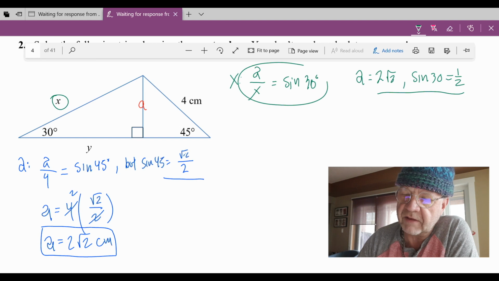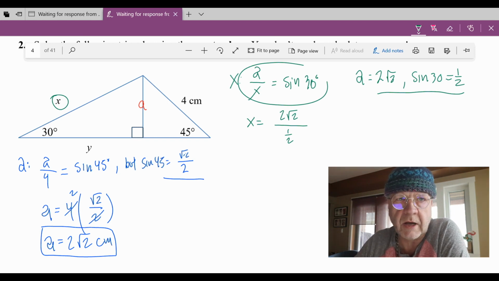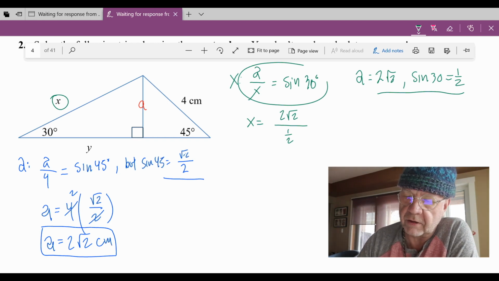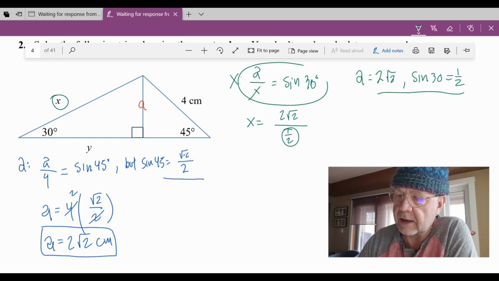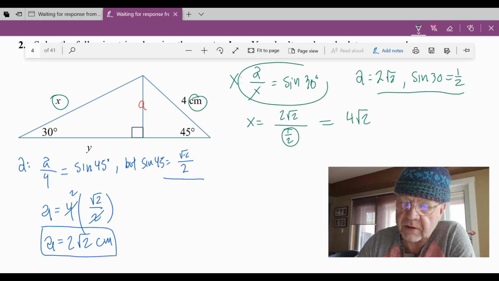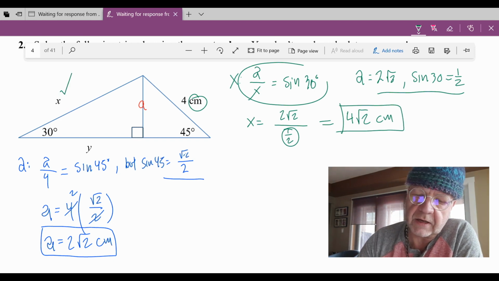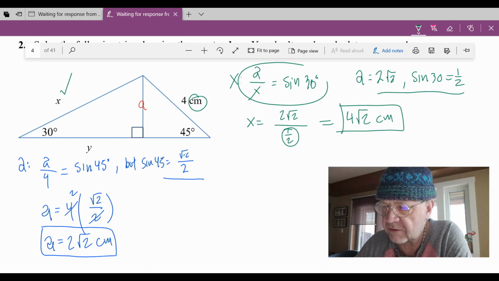And so if I rearrange this equation here and substitute in those two values, I would get, let's see, I'm isolating for x. So x is going to be equal to 2 root 2 divided by 1/2. And if I multiply top and bottom by 2 to clear the denominator, I'm going to get x equals 4 root 2. And because we're dealing with centimeters, it's 4 root 2 centimeters. Cool. There's the first thing I really needed, and I've got my value for x.